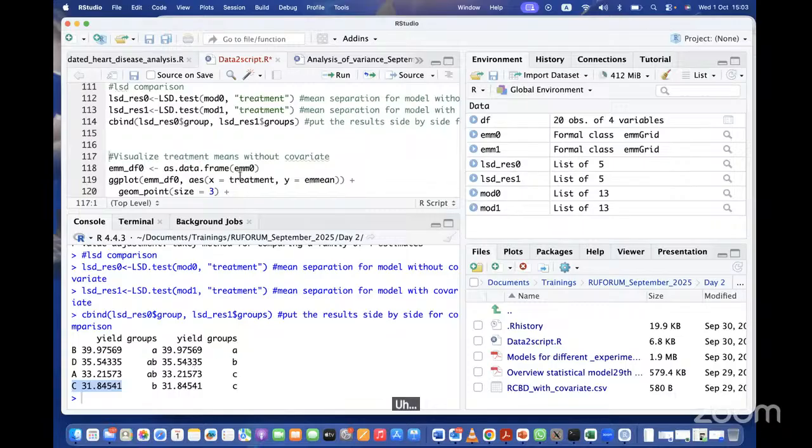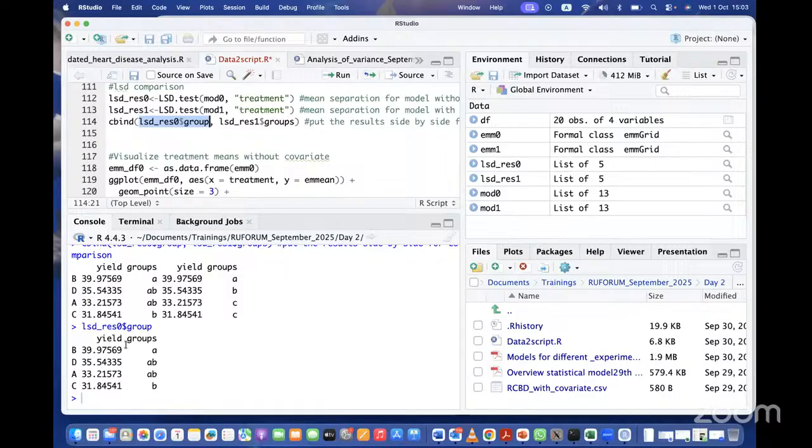I think there's something that I have not done right here. Okay, let me just do something different, I think. Okay, so this is our estimate for model 1.